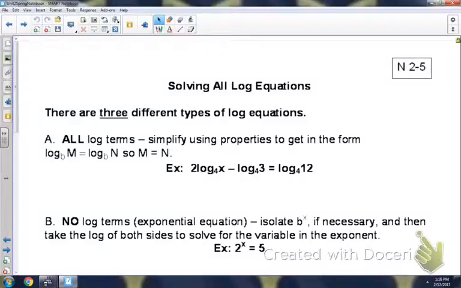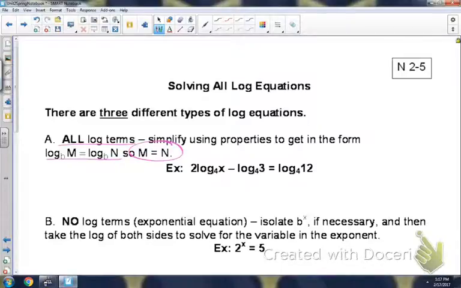Okay, so in Notes 2.5, we're going to be putting all of the different types of equations that we've done this unit all together. So remember, I've told you that there's 3 different types of log equations. Some that have all log terms. If it has all log terms, you're trying to condense it into 1 log on the left side, 1 log on the right side. Once you've done that, you can set that m equal to n to find x.